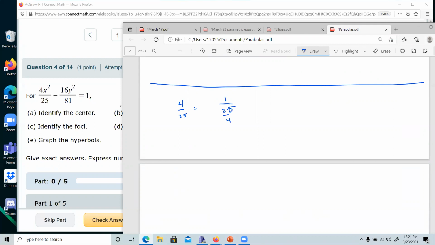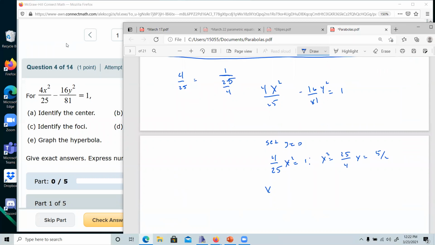So really what's going on here is 4x squared over 25 minus 16 over 81 y squared is equal to 1. The nice thing about this is that the method of intercepts still works for us. So if I was just trying to graph this, set y equal to 0, we have 4/25 x squared is equal to 1, x squared equals 25 over 4, x is equal to 5 over 2. Okay. Set x equal to 0 and ignore negative.